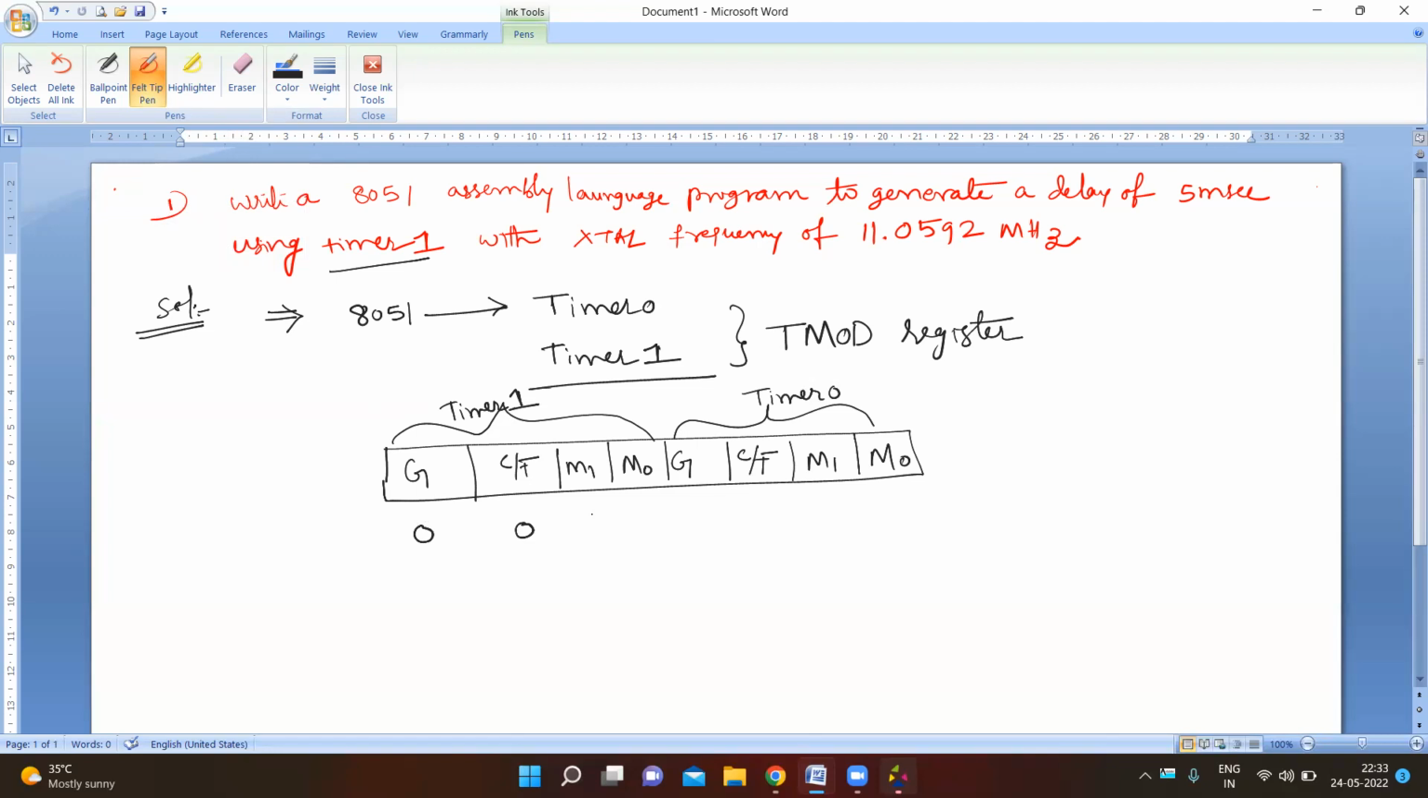He didn't mention any mode, so you can take any one. In the textbook, he took only mode 1. Why? Because in mode 1, it acts like a 16-bit timer, whereas in mode 0, it acts like a 13-bit timer. So for a 16-bit timer, the mode bits should be mode 1. All the other bits are don't care conditions; we can use 0, 0, 0. Therefore, to perform timer operation using timer 1 in mode 1, we should load 10H into the TMOD register, so that timer 1 gets activated as a timer in mode 1.